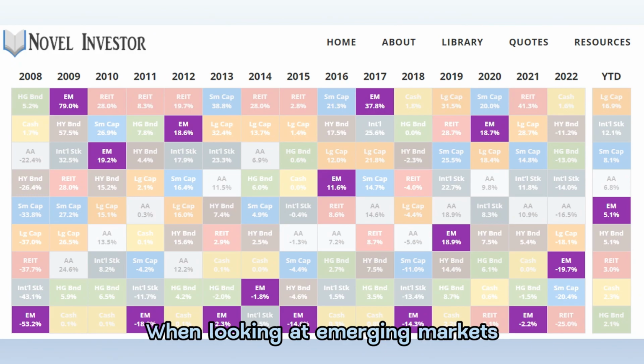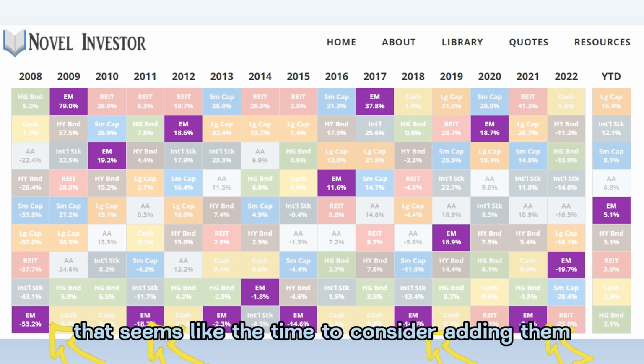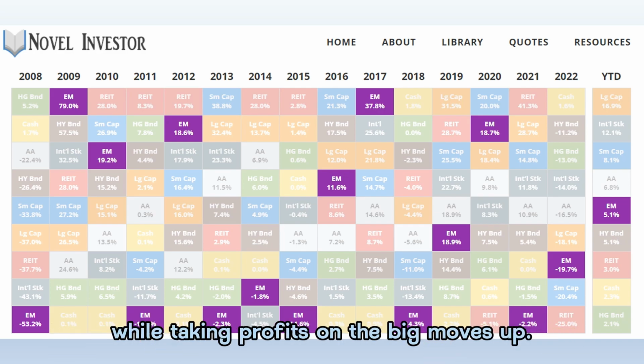When looking at emerging markets, the first thing you'll notice is they can be extremely dynamic. So in the years that they are bottom performers, that seems like the time to consider adding them while taking profits on the big moves up.